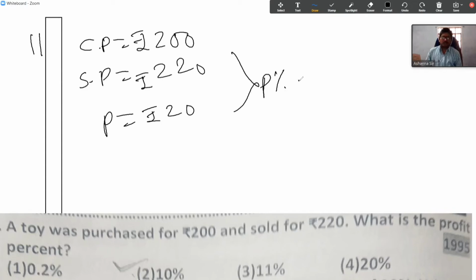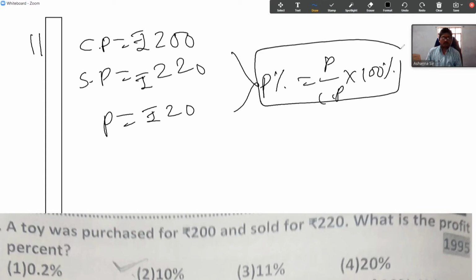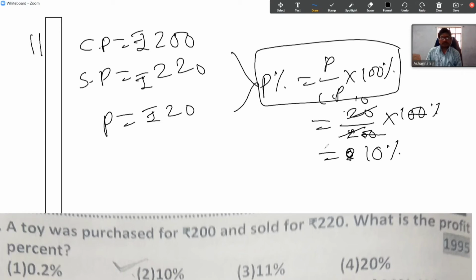Profit percent is equal to profit by cost price into 100 percentage. So this is the formula. Profit is 20, cost price is 200 rupees, into 100 percentage. So two zeros get cancelled, 2 ones are 2, 2 tens are 10%. 10% is the profit. Option 2.